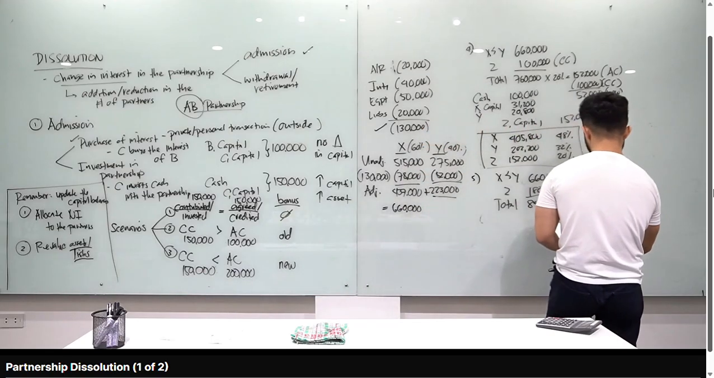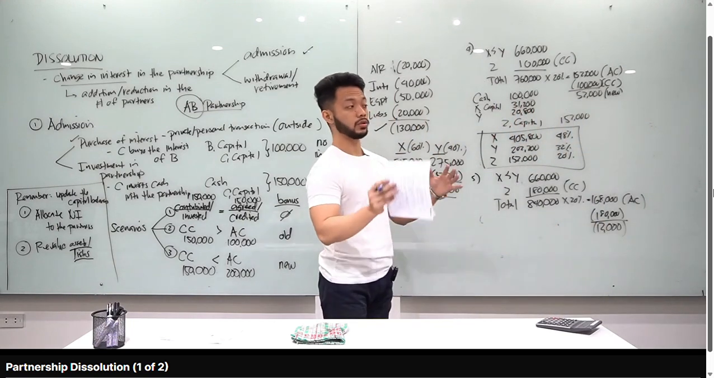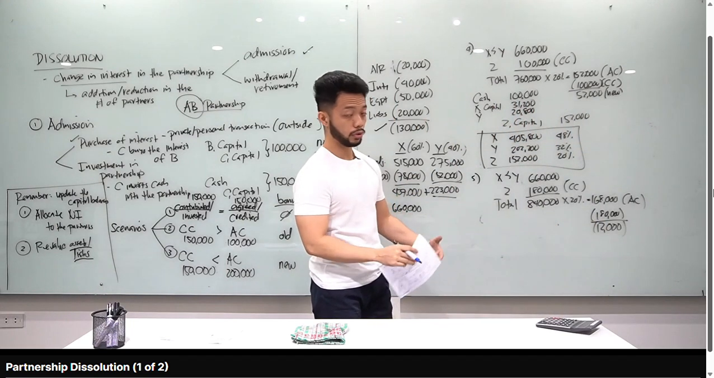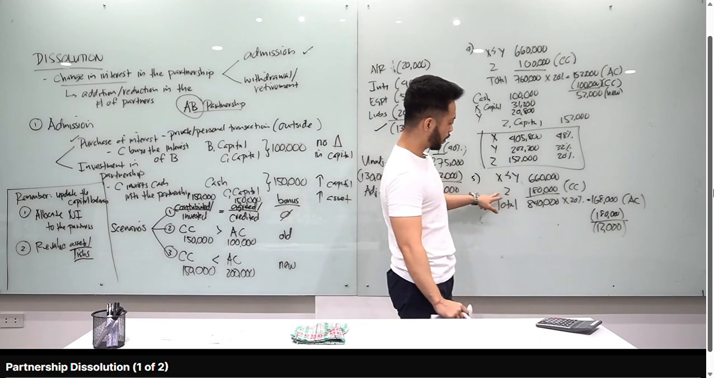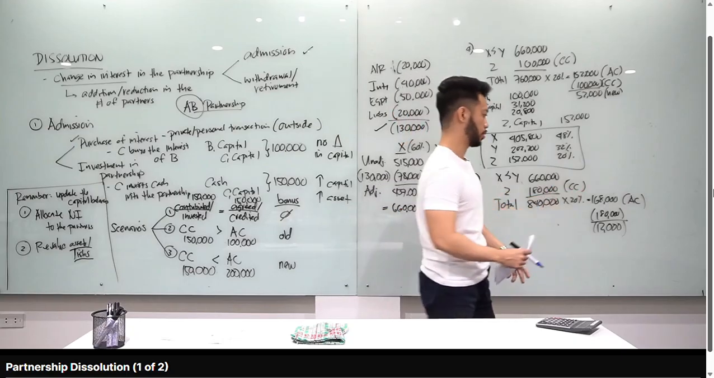So it means the difference is 12,000. Right? So, 12,000. Now, whose bonus is the 12,000, class? To the new partner or to the old partners? To the old partners. Why, sir? Because Z contributed 180, but only 168 was credited to him. This means the old partners benefited by 12,000.